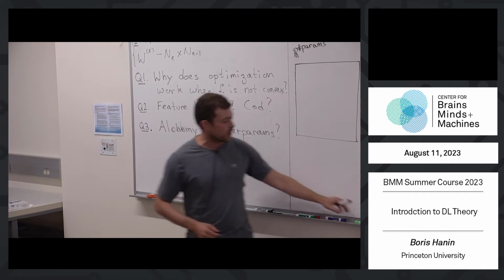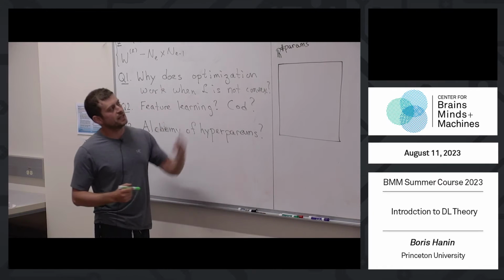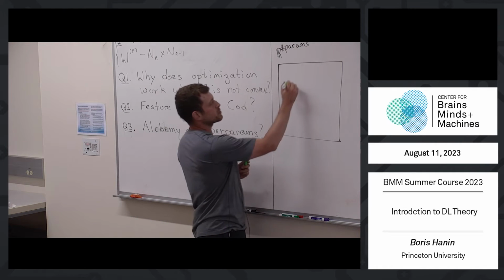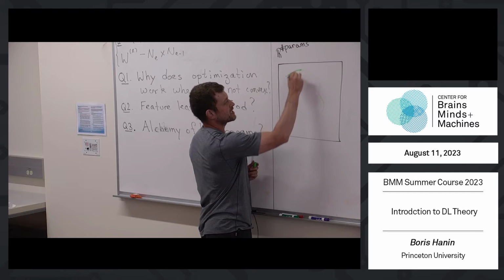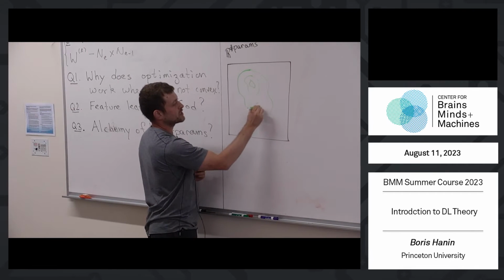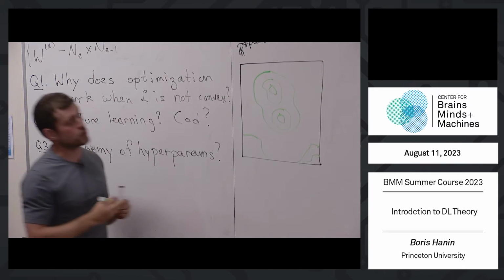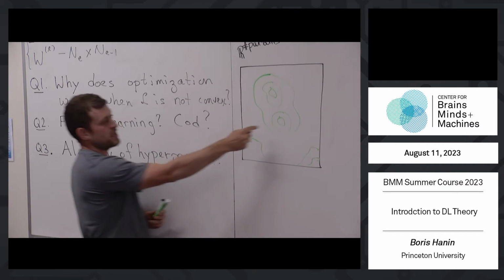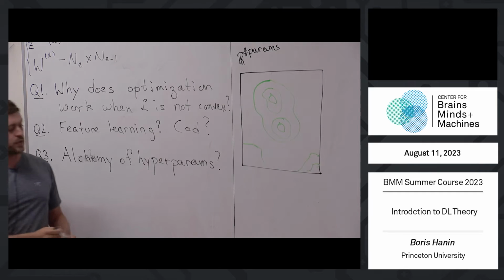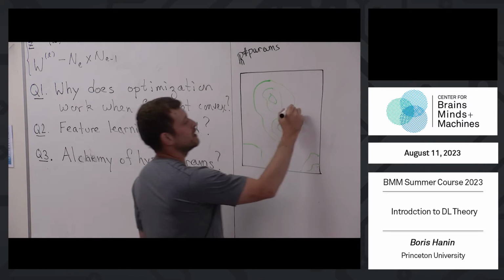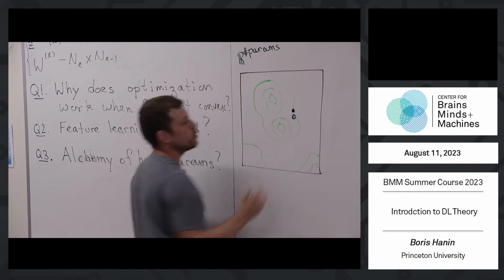So here you are, and for all you know, in the space of parameters, the loss looks really complicated. I'm going to draw the level sets of the loss. Maybe the loss level sets look like this. And that's a total disaster. It looks like maybe these are 2 local minima. Who knows? And you're at some point theta, and you're desperate, and you don't know what to do, right?